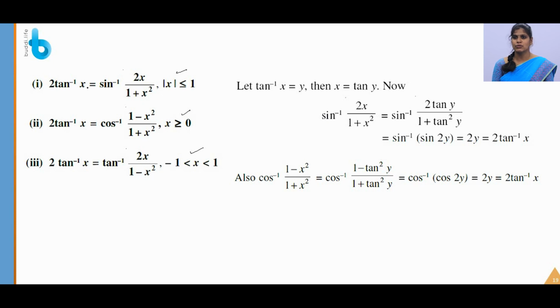See, 2 tan inverse of x equal to sine inverse of 2x by 1 plus x square, where mod x is less than or equal to 1.